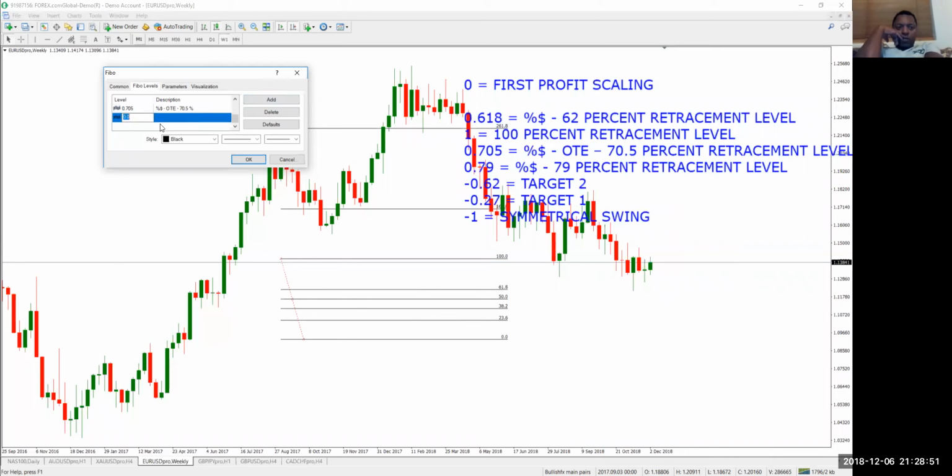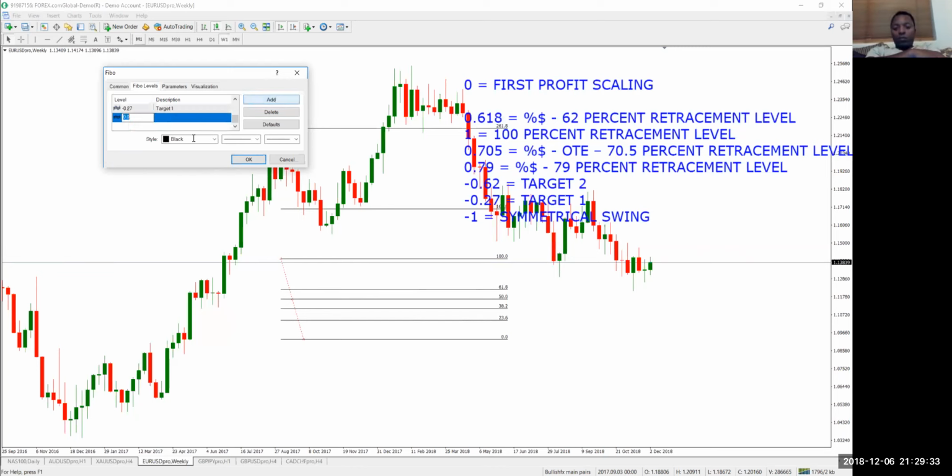Then I go to add. Now I'm going to add the 79% level, 0.9, then percent sign. This is our 79% level. And then we've got the targets now, which is negative 0.62. That's our target 2. And then we've got negative 0.27. This is our target 1.